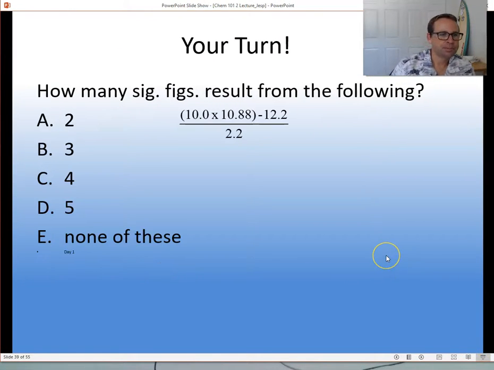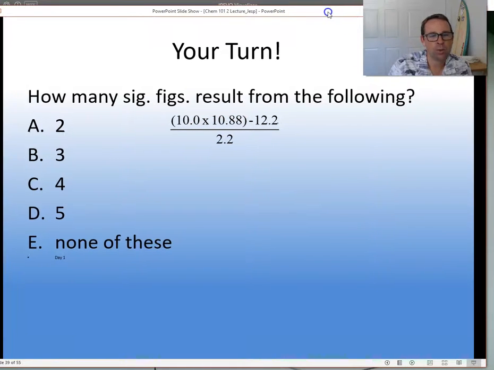Okay, good. Now, here's another problem we can do. Practice. We have 10 times 10.88 minus 12.2 divided by 2.2. Now, this is a mixed multiplication, division, addition, or subtraction problem, right? So we have to follow our order of operations, which would mean we would do this multiplication inside the parentheses first. We would do this subtraction here, and then we would divide by the 2.2 at the end. All right? Now, when you go back and forth between multiplication and division and addition and subtraction, you always need to stop and gather your significant figures before you shift over.